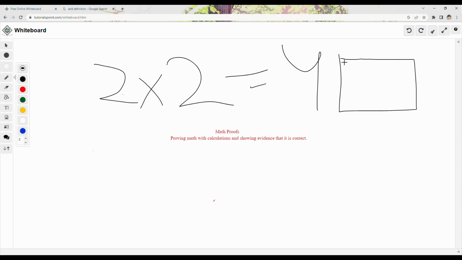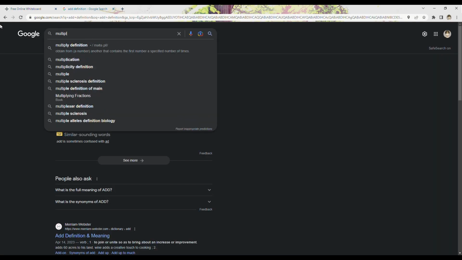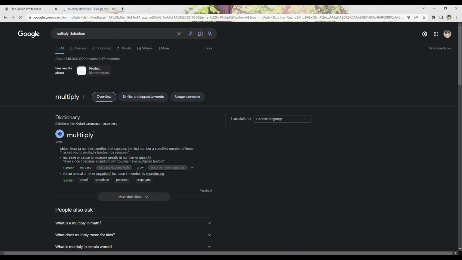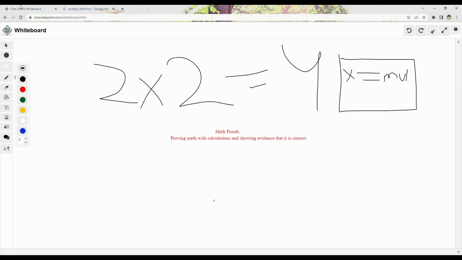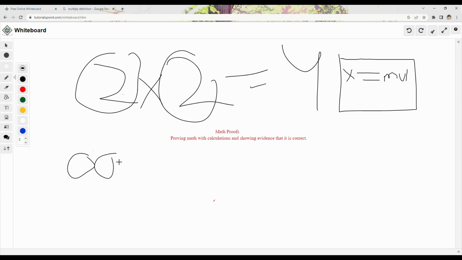If we remember, guys, in class, times equals multiply. We're gonna put MUL for short. And the multiply definition is: obtained from a number or another that contains the first number a specified number of times, right? This basically means this number is going to get multiplied by this number to get that number. We're going to put this in a ball's perspective. So Jimmy starts off with 2 balls, right? And he's going to get 2 more, right? Because it's this number multiplied by 2 times.